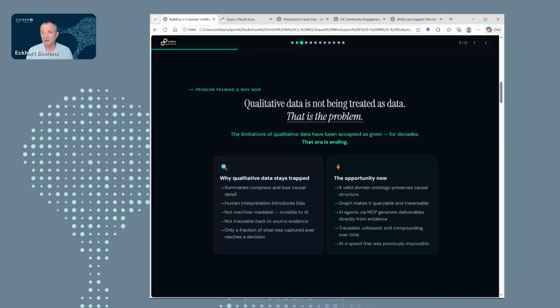And the opportunity we see with bringing that qualitative data into a knowledge graph is just tremendous. We can preserve causal structures. We can query the graph, traverse it. We can find the causes of behavior, why people bought, why people didn't buy, what people were looking for, where they got stuck in a customer journey. And we can use AI agents to access the data and produce outstanding new deliverables. So this is where we think the future lies. It's turning this qualitative data into a graph and then making it fully accessible.